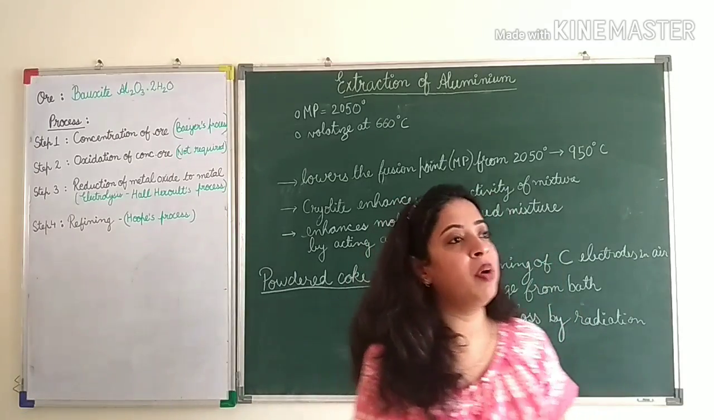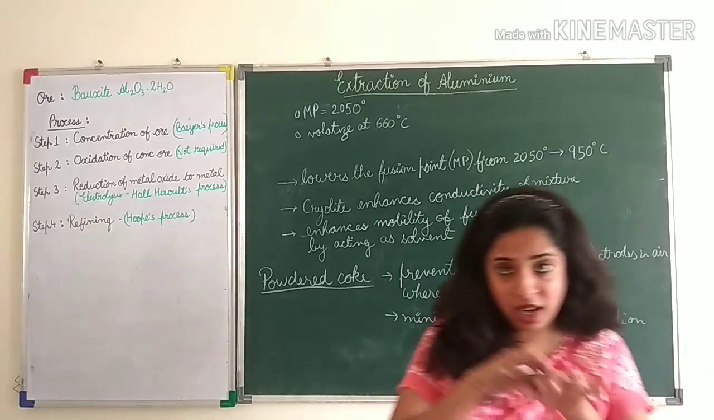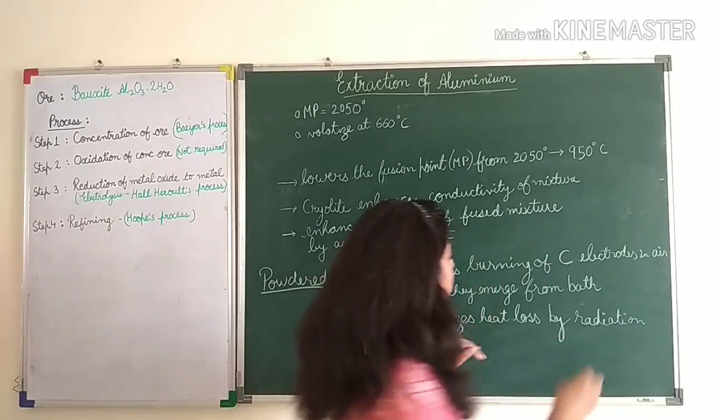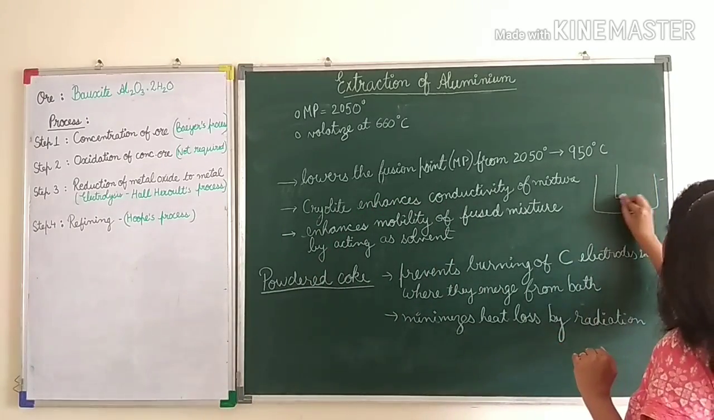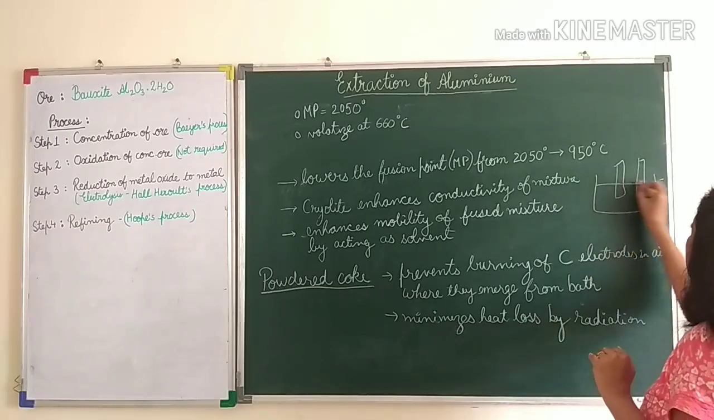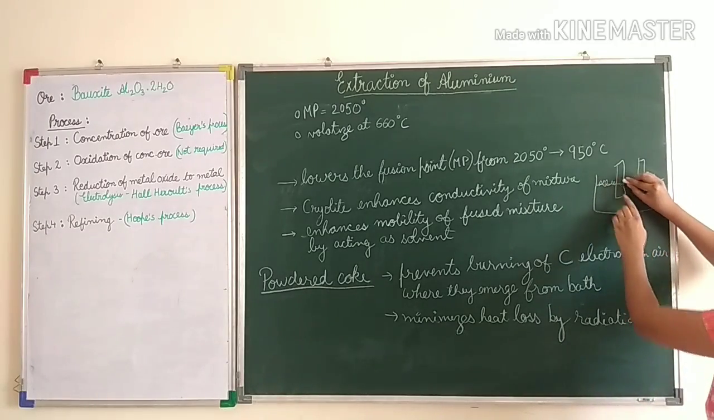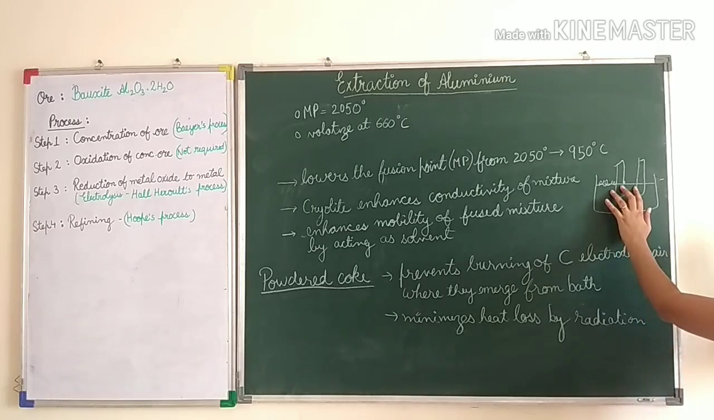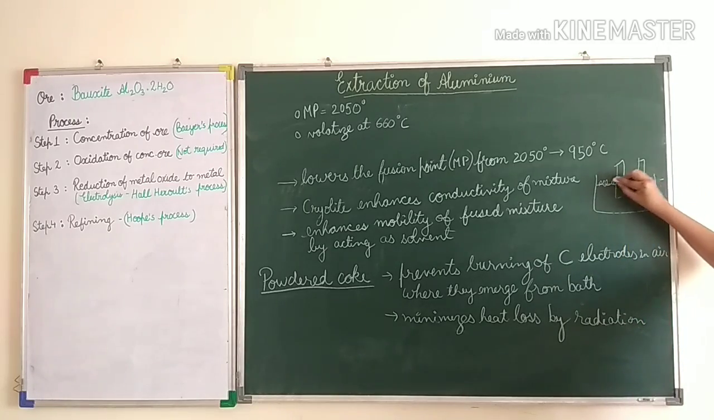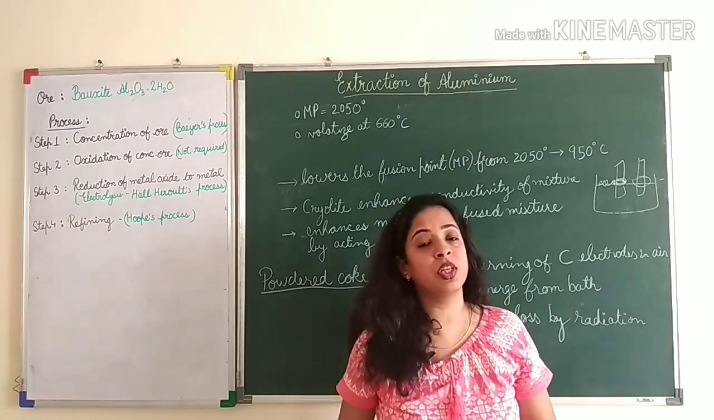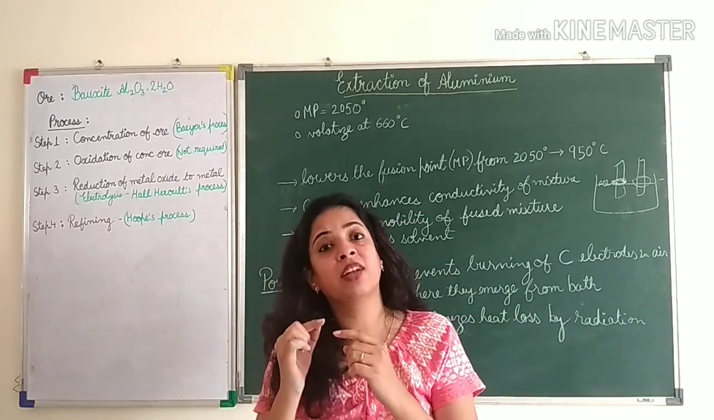Okay, now you should remember that when powdered coke is sprinkled at the top, it prevents the oxidation of the carbon rods. If you see this, the carbon rods were dipped like this. They sprinkle it here because at this point, where the rods emerge out of the liquid, oxidation happens maximum. If you have read about rusting or corrosion, it is at maximum at the junction.